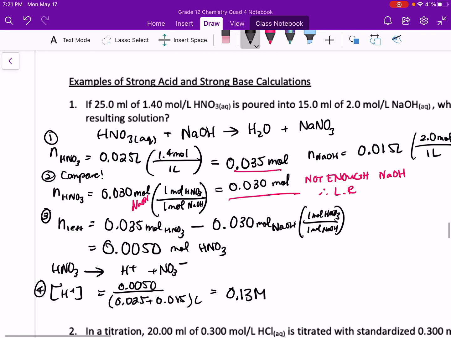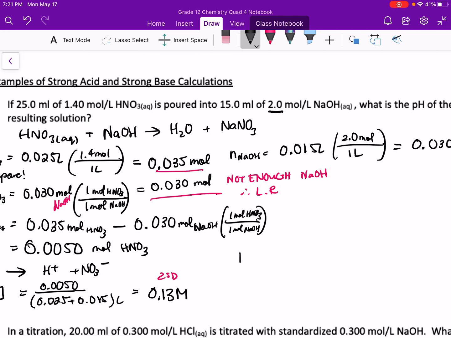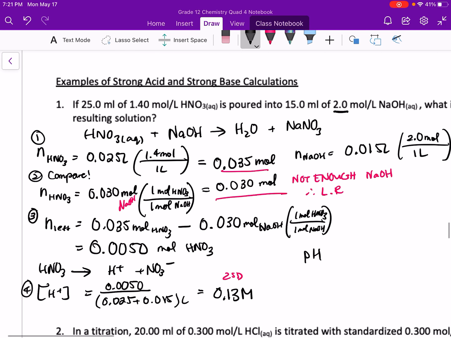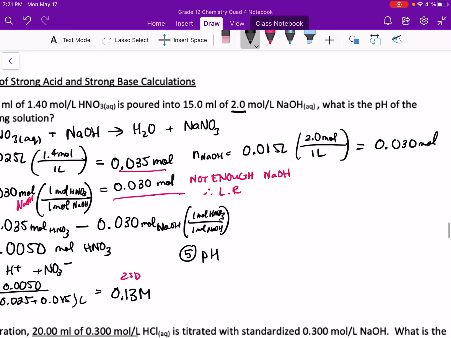I notice that I have 2 sig digs here in my question, so my answer for concentration is 2 sig digs. I'm going to use this to find my pH. This is step number 5. We know pH is equal to negative log hydrogen ion concentration. We have negative log 0.13 moles per liter. Since I have 2 sig digs, I know that I'm going to want to respond to my pH in 2 decimal places.